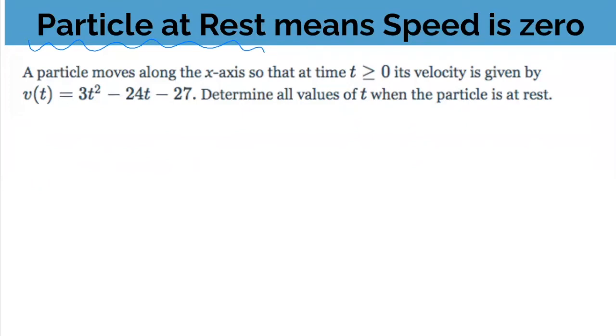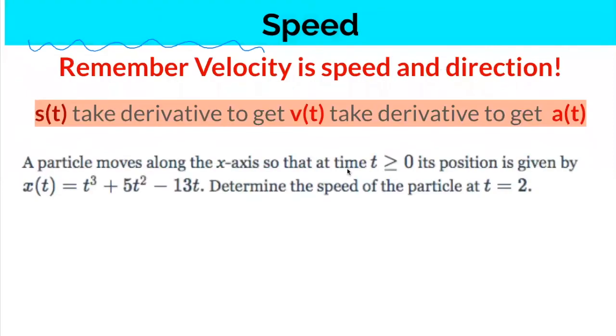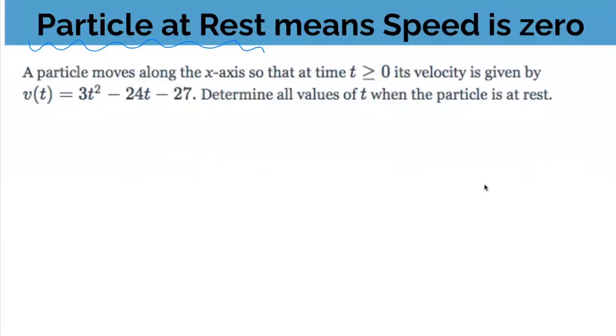So on the last problem, they gave us the time and we had to find the speed. This time, they're giving us the speed. They're telling us when speed is 0, they want to know what is the time. So that means we're still going to use our velocity function. So it means we're going to make this right here. We were given our velocity function, so we don't need to do anything, any derivatives.